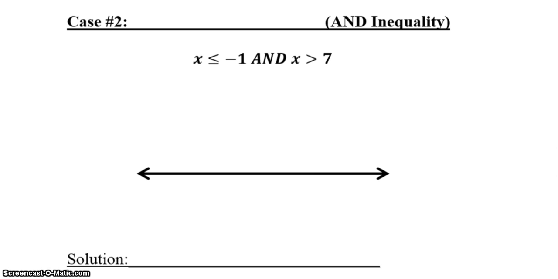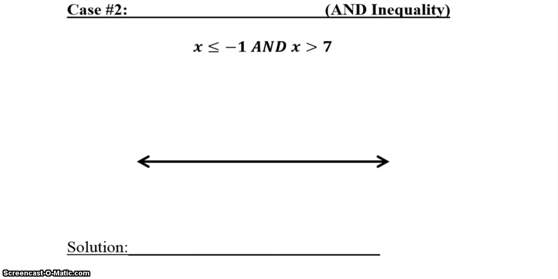Now, our next case has to do with the AND inequality. We have x is less than or equal to -1 and x is greater than 7. So we're going to graph this. We have our 0, we have our -1, we have our 7. X is less than or equal to -1 is closed and to the left. X is greater than 7 is open and to the right.